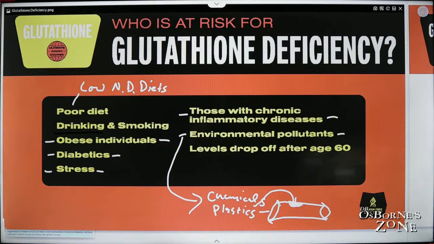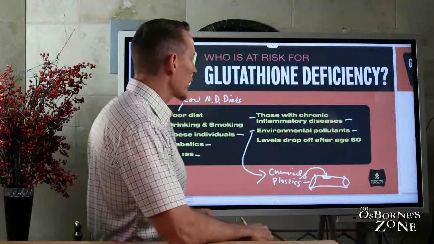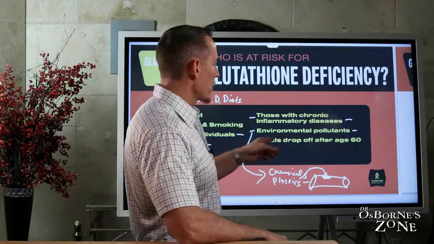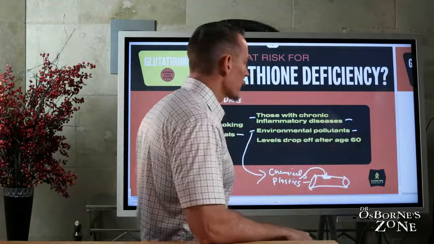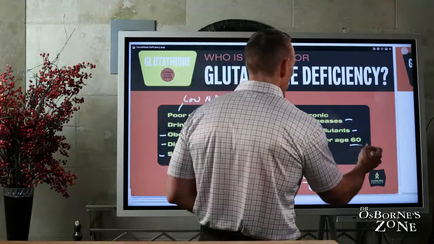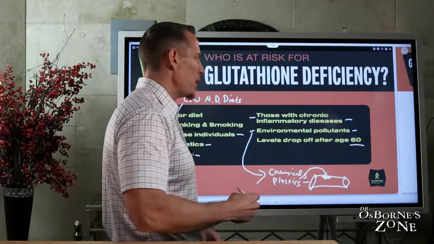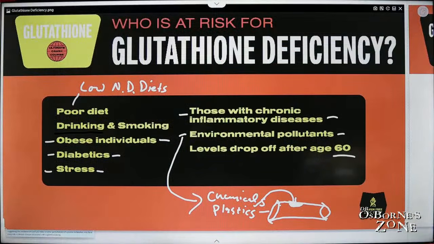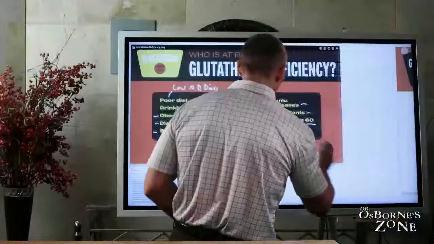So again, environmental pollutants put more tax, more pressure on your glutathione systems. And then we also know that, generally speaking, levels of glutathione tend to start dropping off at age 60. We don't know why that happens. It could be that it's not necessarily the aging process that causes the lower glutathione. It could very well be the accumulation of bad behaviors over time that leads to this drop off. I don't think the science is super clear on that, but we do know that people over the age of 60 generally tend to have lower levels of glutathione compared to younger people.